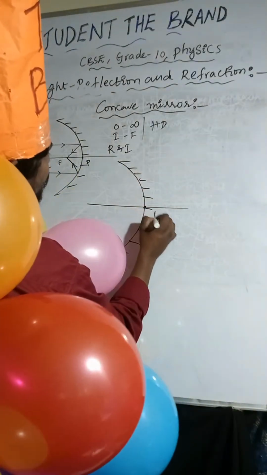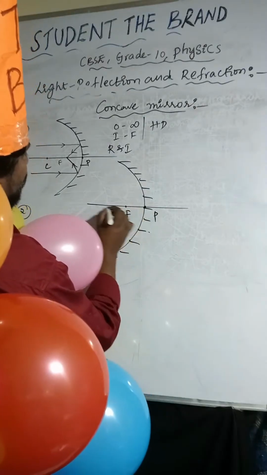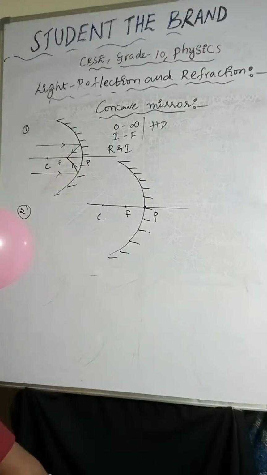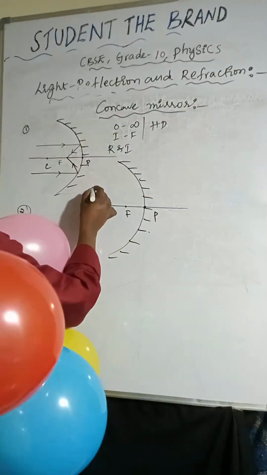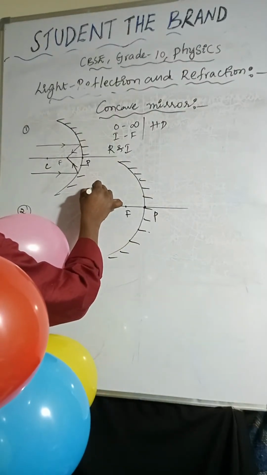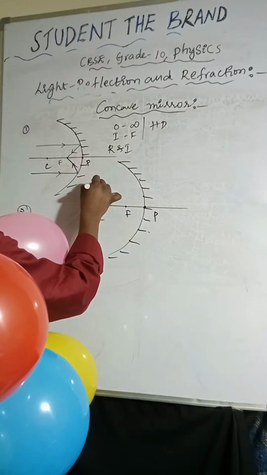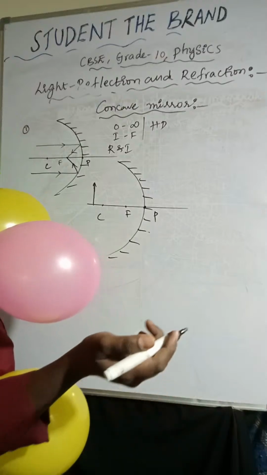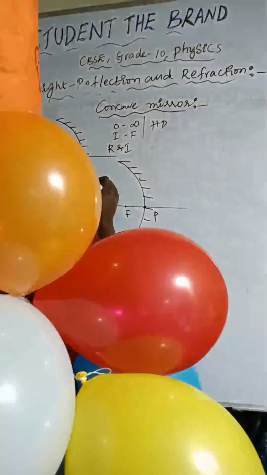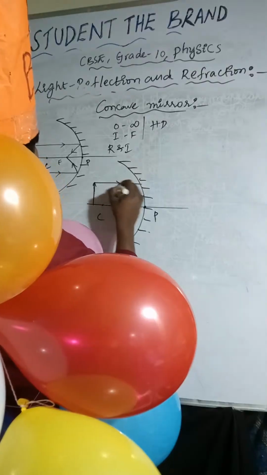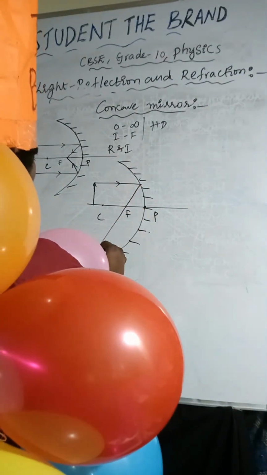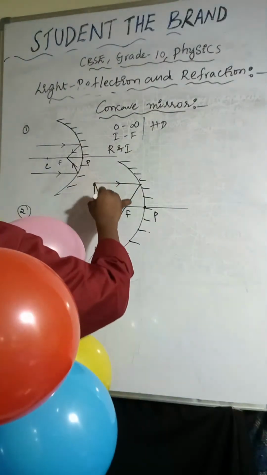so pole, focus, center of curvature. Object is placed beyond center of curvature. How many light rays are required to form the image of the object? Minimum 2 light rays. So one light ray I am taking like this. After that it passes through focus. So another light ray I am taking like this. It passes through center of curvature.